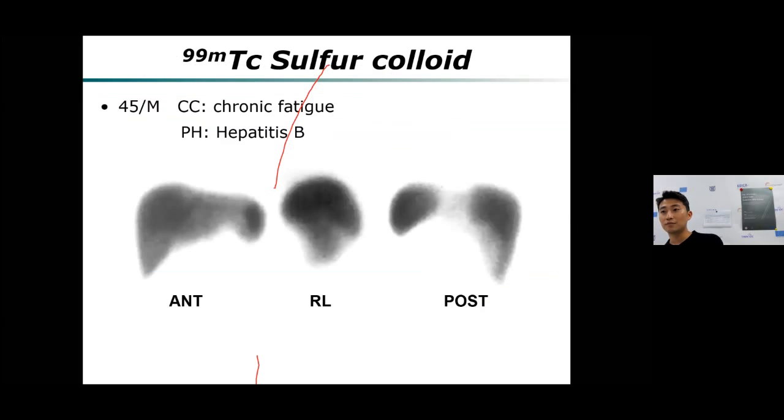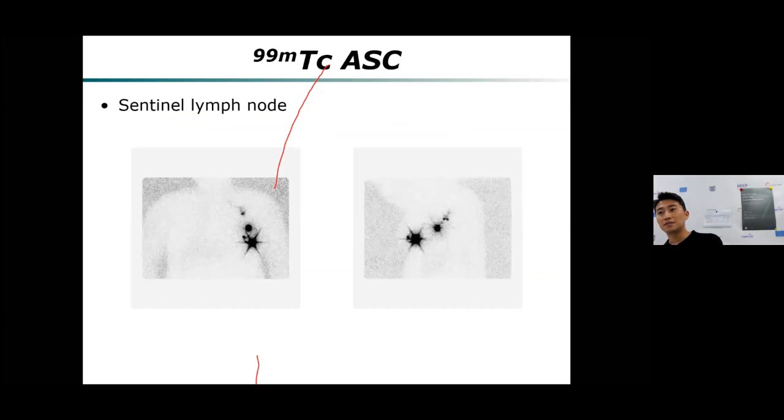This is an example of technetium sulfur colloid to take a liver image. And this is an antimony sulfur colloid example for detecting the sentinel lymph node. This star shape is the injection site. After it was injected, it went through the lymph line and showed a clear lymph node image.